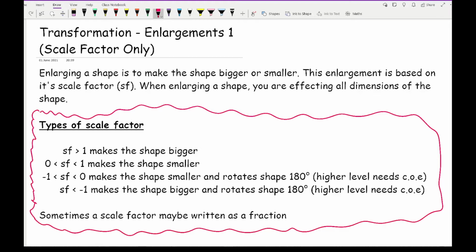And also when you've got a scale factor that is less than -1, so -3, -4, etc., then not only are you going to make the shape bigger, but you're also going to rotate it 180 degrees. That's definitely something that's worth noting. So in this video we'll go over positive scale factors, and then I'll cover negative scale factors in another video.